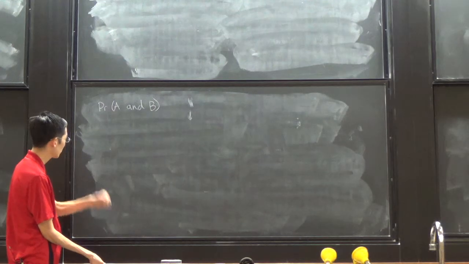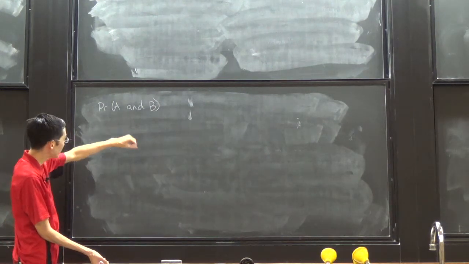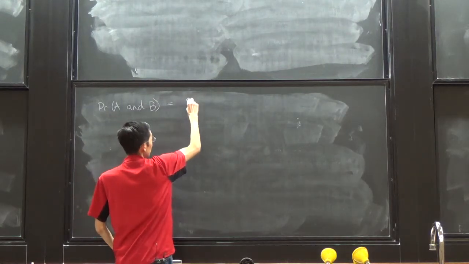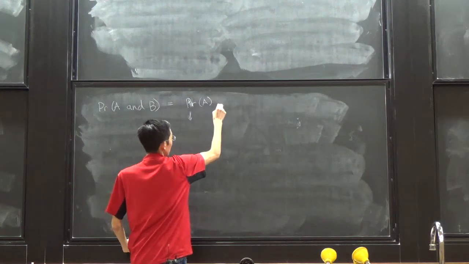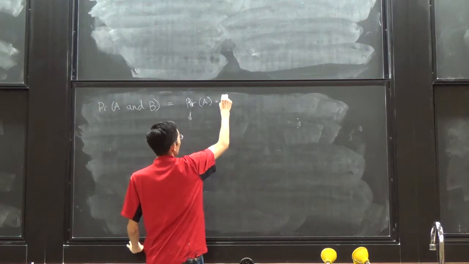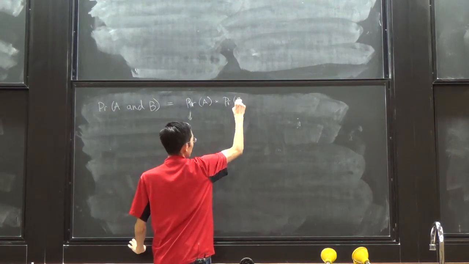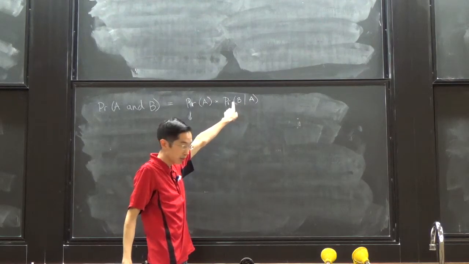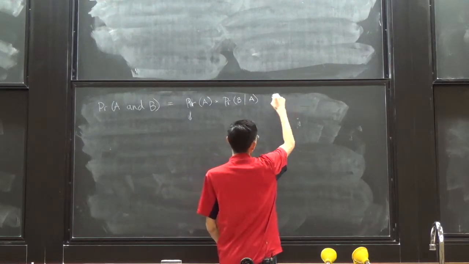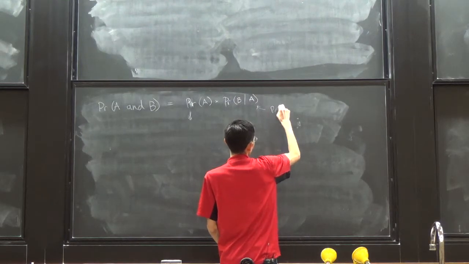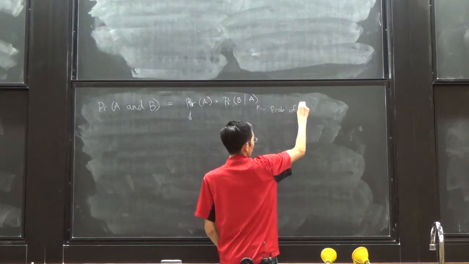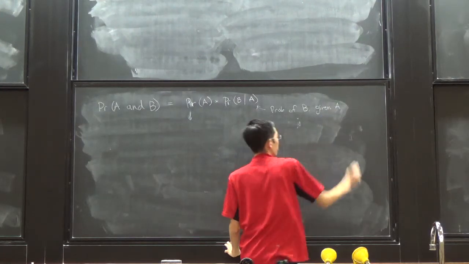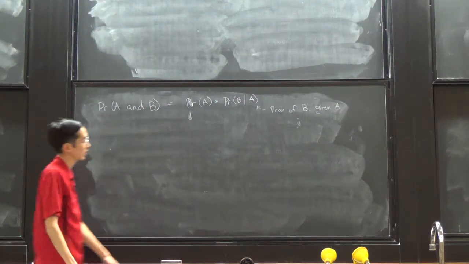probabilities, okay? So probability of A and B, I'm going to just write out what this is equal to. This is equal to the probability of A times the probability of B given A. All right, this is written or read as probability of B given A.